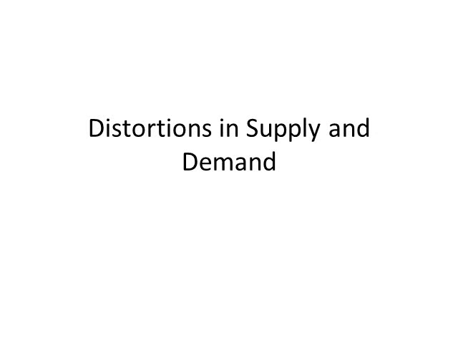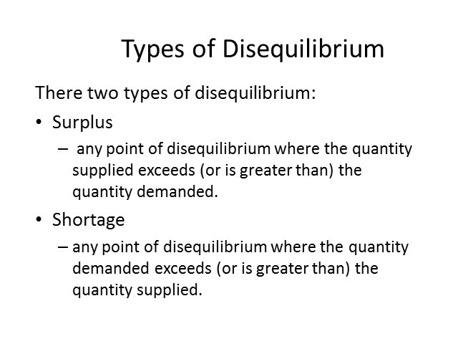Let's look at some distortions in the supply and demand. That is, let's look at some points of disequilibrium. There are two types of disequilibrium. A point of disequilibrium where the supply of a good exceeds the demand for a good is called a surplus. A point of disequilibrium where the demand for a good exceeds the supply of a good is called a shortage.